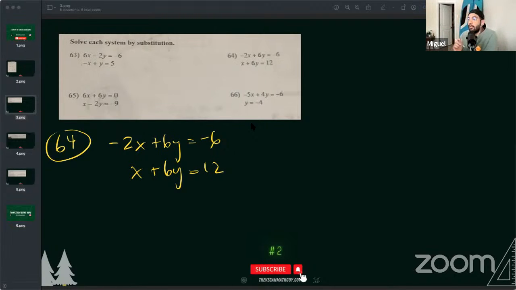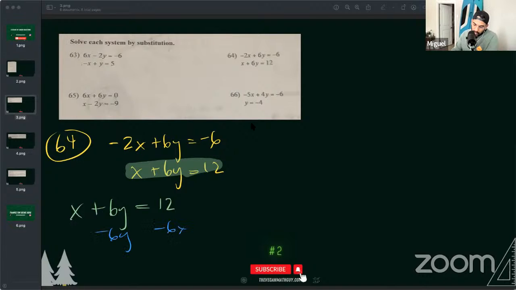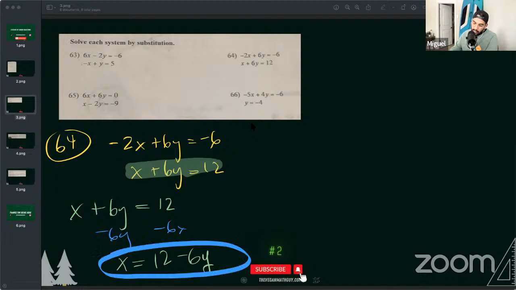In the previous problem, I isolated the y variable. In this case, I'm still going to work with the second equation on the bottom, but let's isolate the x variable. So I have x plus 6y is equal to 12. Let's subtract the 6y to the other side so that we get x is equal to 12 minus 6y. Sorry.